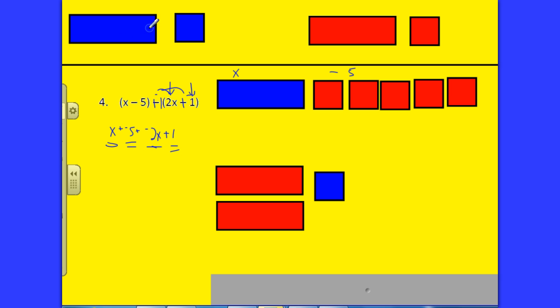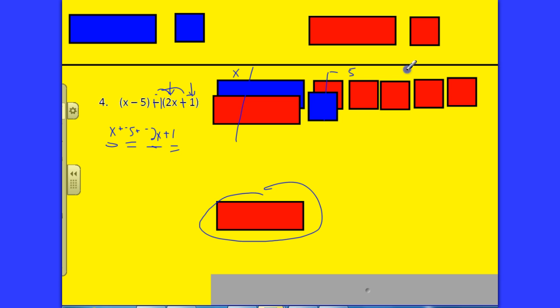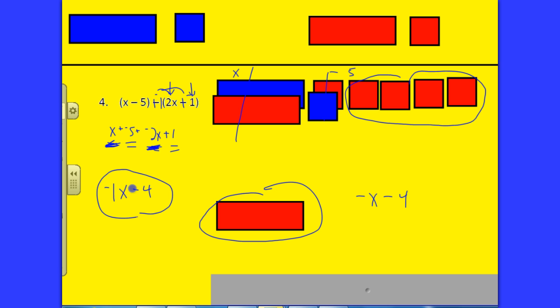Look for 0 pairs, and I've got a 0 pair right here. I've got a 0 pair right here. So that means that these canceled out, these canceled out. I'm left with this, and I'm left with this right here. So if we count it up, it looks like it's negative x minus 4. Let's see if that's what I got over here. I have x, positive 1x plus negative 2x. That's negative 1x. Negative 5 plus 1 is minus 4, and it works out perfectly.